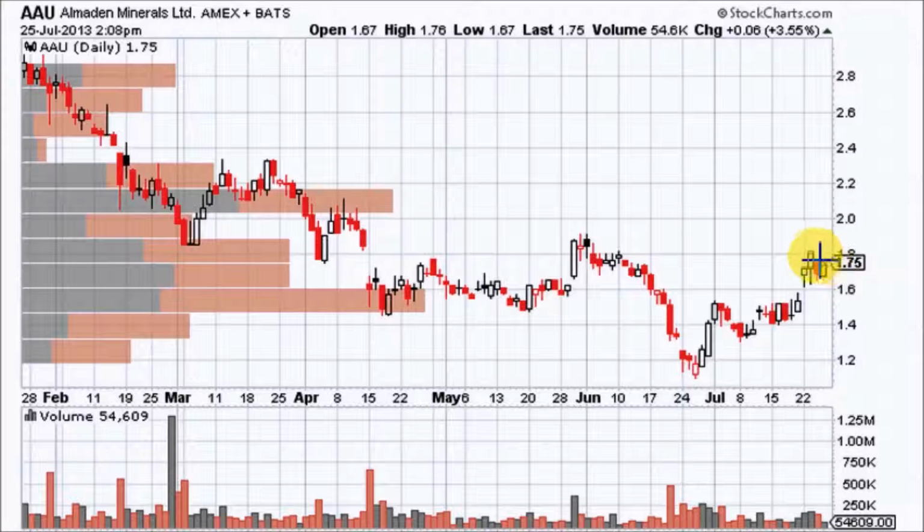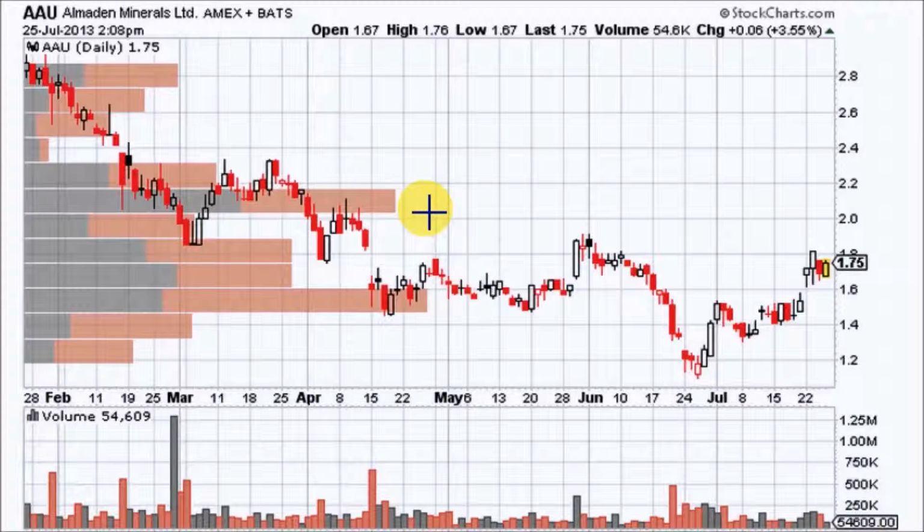Now, if it gets good volume and breaks above this and this level of resistance, that would be very bullish, to break out above all resistance up until this point on this chart. But it's going to take bigger volume than it's getting today in order to break this area of resistance.